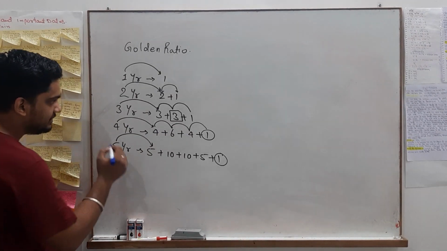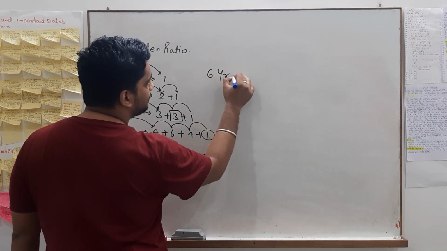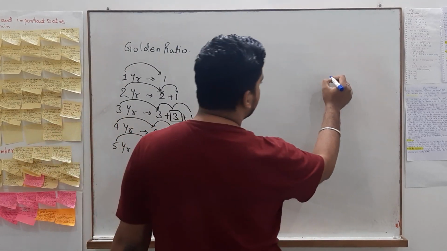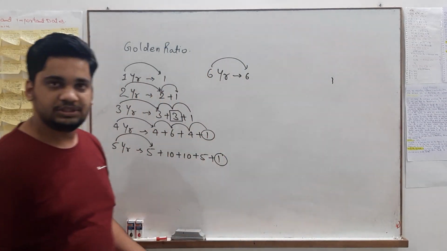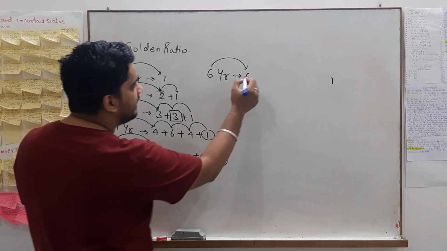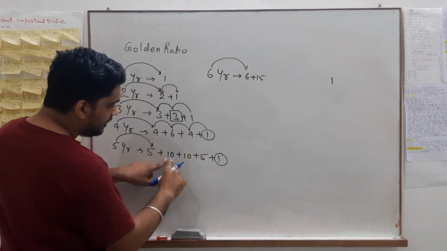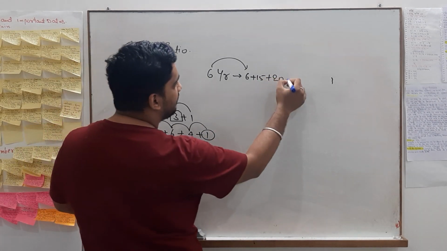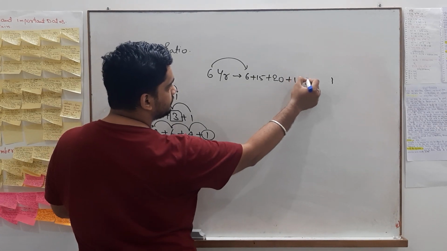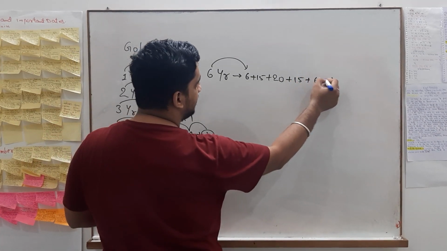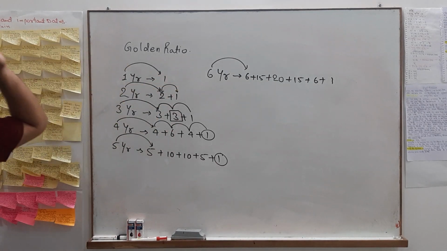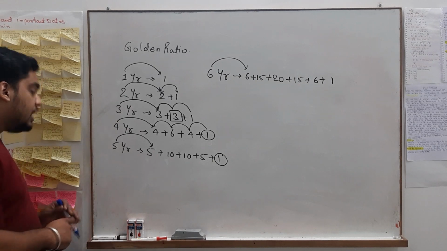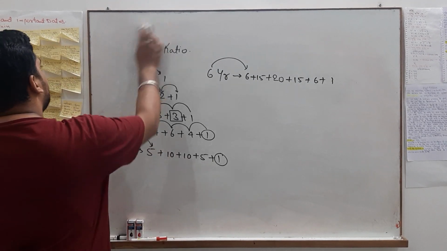Now you can easily find out the formula for 6. What will be the formula? The first number will be the same as the year, and we just need to add 1 in the last. Simple. 5 plus 10, 15. 10 plus 10, 20. 10 plus 5, 15. 5 plus 1, 6. That's all. This will be the formula for it. Tell me, are you getting it? Is it simple? Now, this formula can be used.